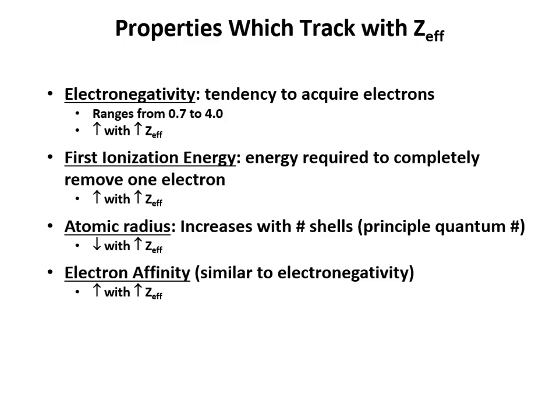This is an arbitrary number, ranges from 0.7 to 4, higher numbers being more likely to want to withdraw electrons from something else. So fluorine's out near 4, sodium, potassium, rubidium would be down closer to 0.7. So the higher the effective nuclear force, the higher the electronegativity. First, ionization energy. That's the energy required to completely remove one electron.